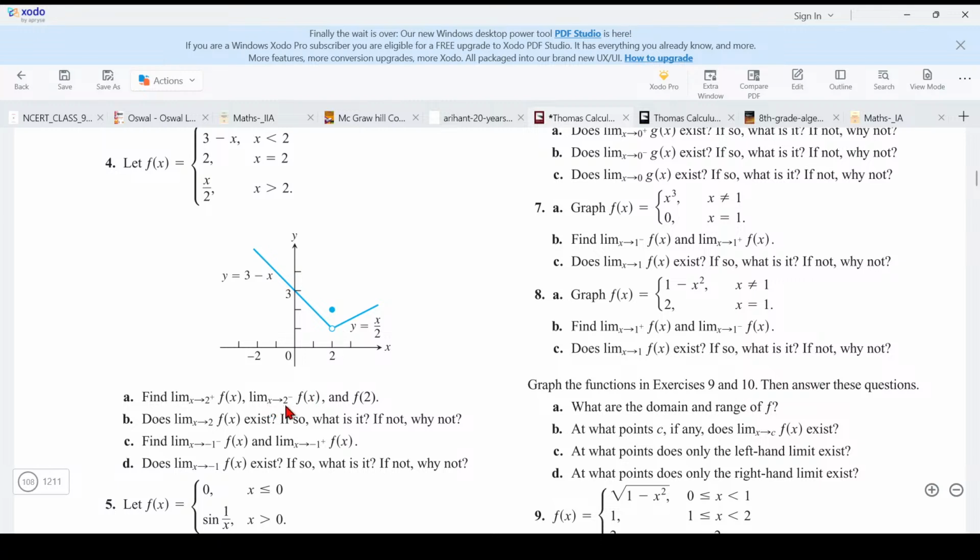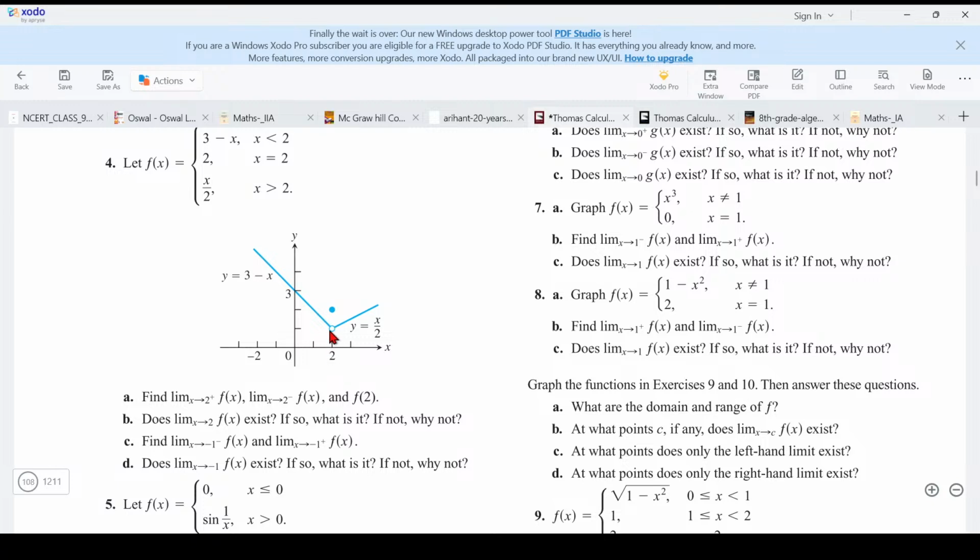Okay. Limit x tends to 2 minus. What is this? From the left hand side. Left hand side you are approaching. What is the value you are approaching? F of x. Again 1. Very good. F of 2 is? F of 2 is 2.